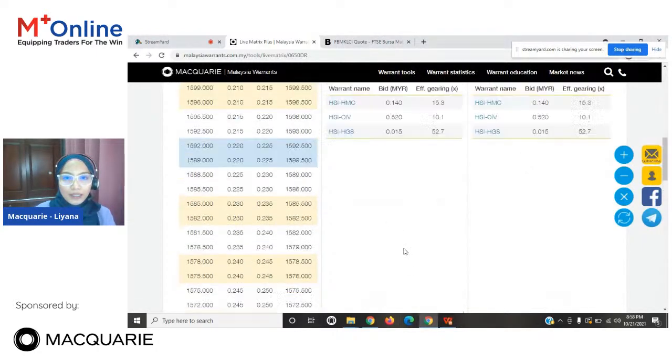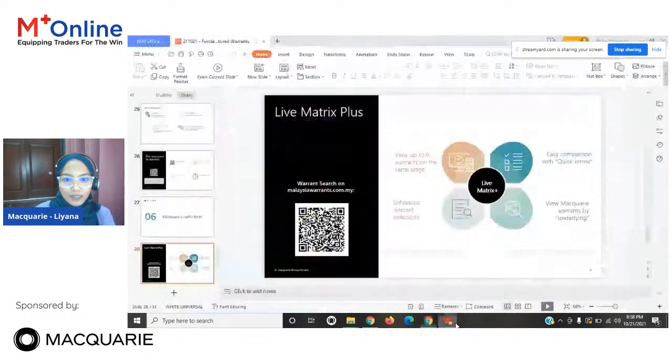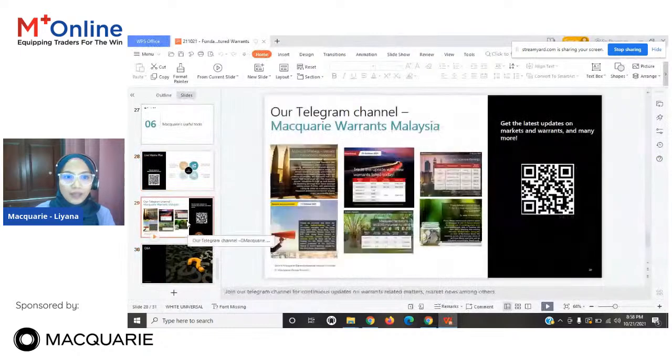Okay, apa lagi dekat sini? You boleh tengok macam-macam dekat sini. This is our live matrix. Other than that, we have a Telegram channel. Telegram channel ni is one of our social media. We also have Facebook page, okay.